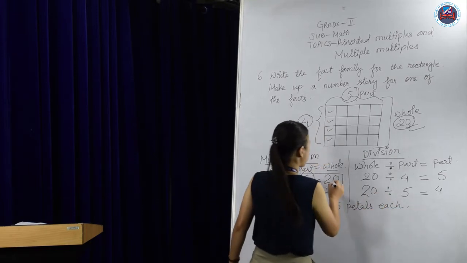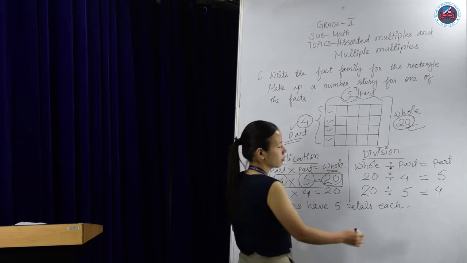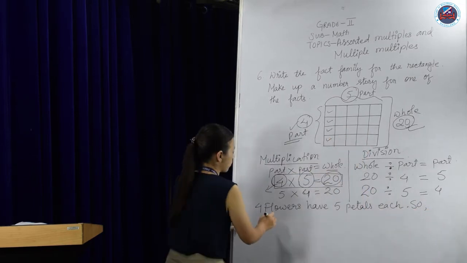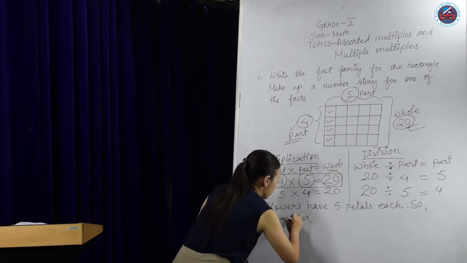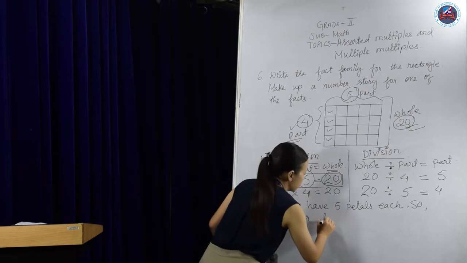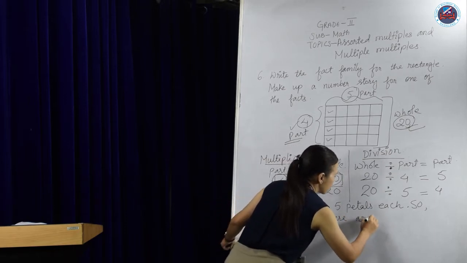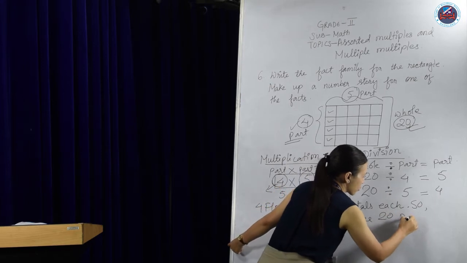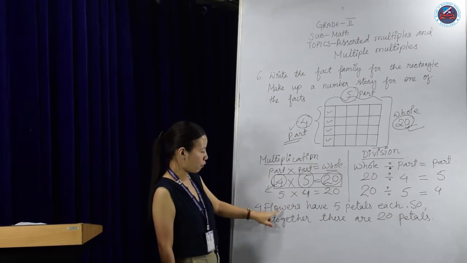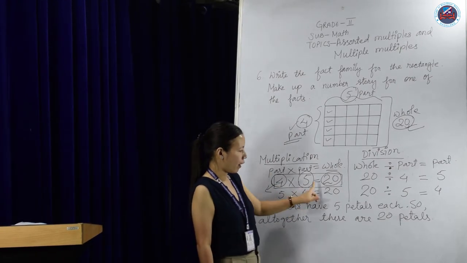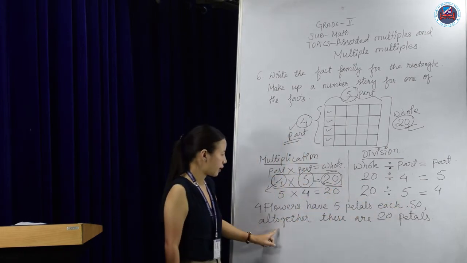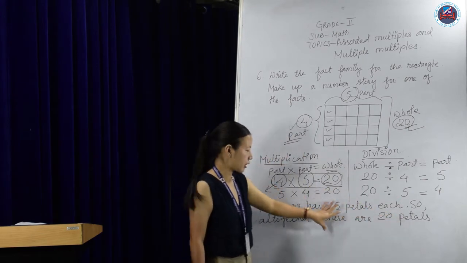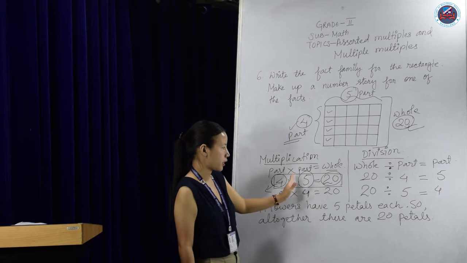So we got our answer here as 20. So all together, the total, we write as 20 petals. So we have taken 4 as 4 flowers. That is, 4 flowers have 5 petals each. So for 20 we have written, that is your total. So all together they are 20 petals. That's how we write the number story for this multiplication 5.